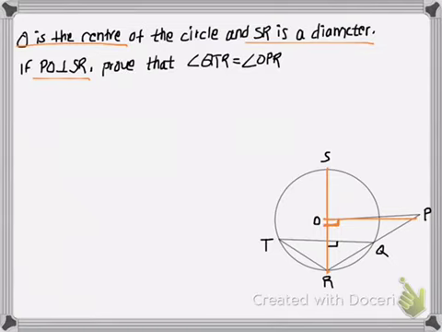We can see here a nice little 90-degree representation, and with this information we have to prove that angle QTR, which is this angle right over here, is equal to angle OPR. So OPR is this angle right over here. This is what we have to prove.